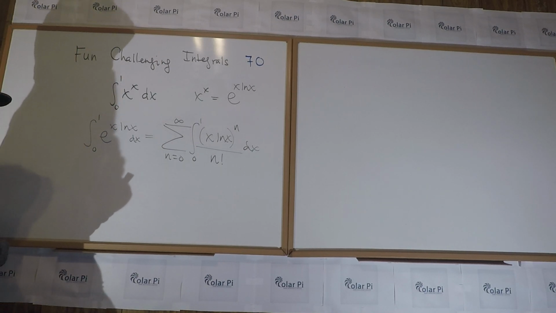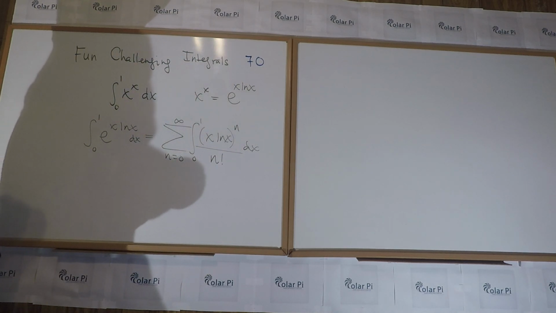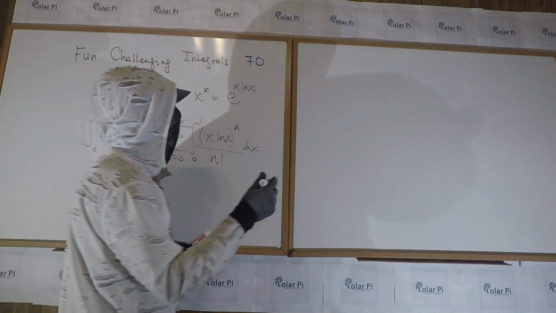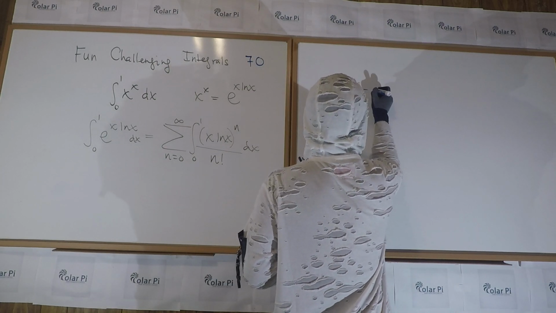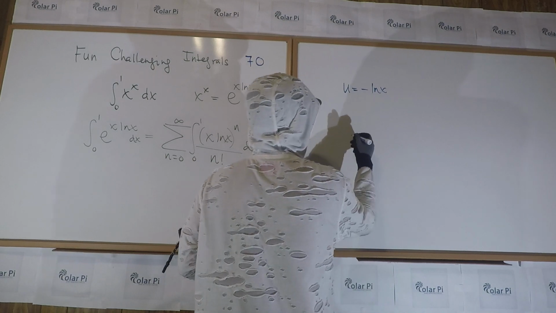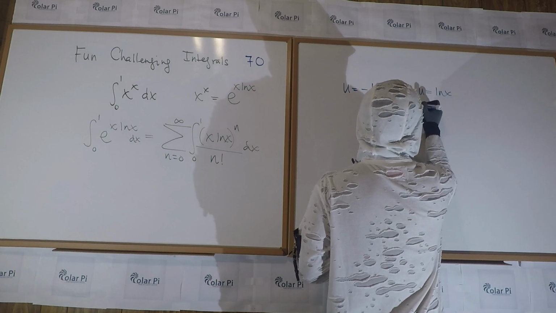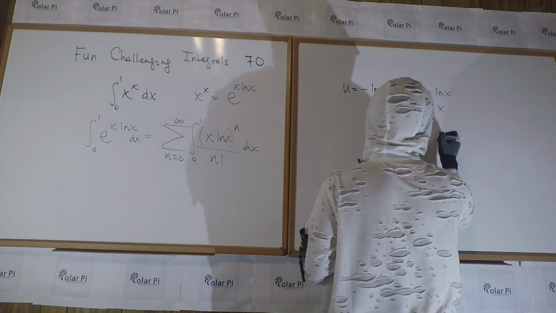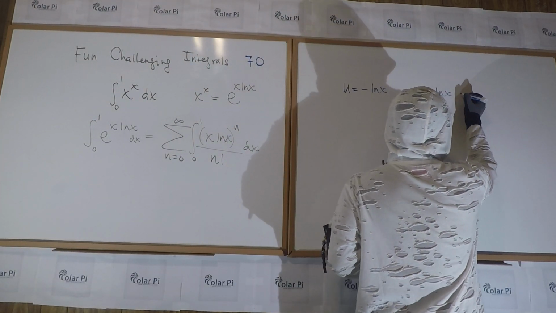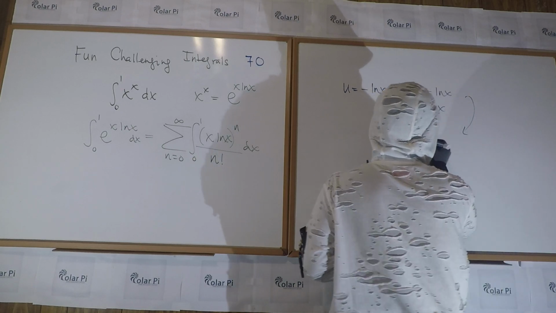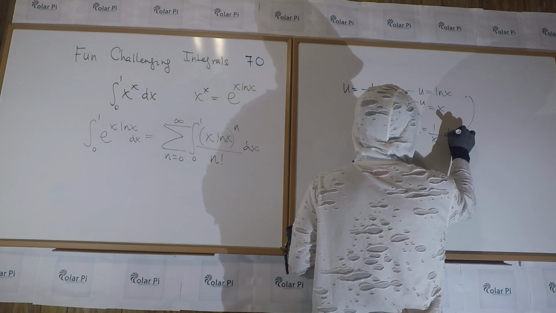Okay, now this is where this method is very different from the first method. What we're going to do here is say that u is equal to the negative of the natural log of x. Then notice that negative u is equal to the natural log of x, and then e to the minus u is equal to x. Furthermore, from negative u equaling the natural log of x, it follows that negative du is equal to 1 over x dx, right?